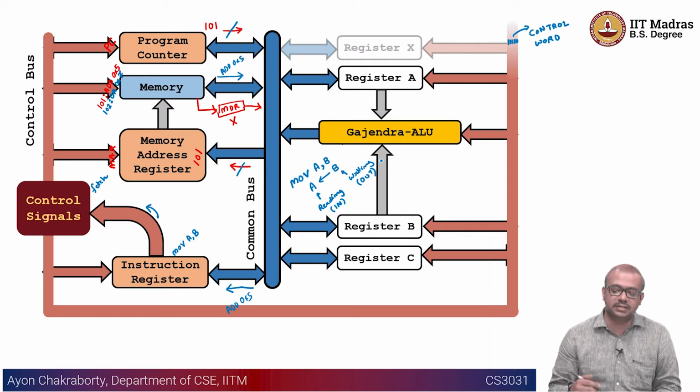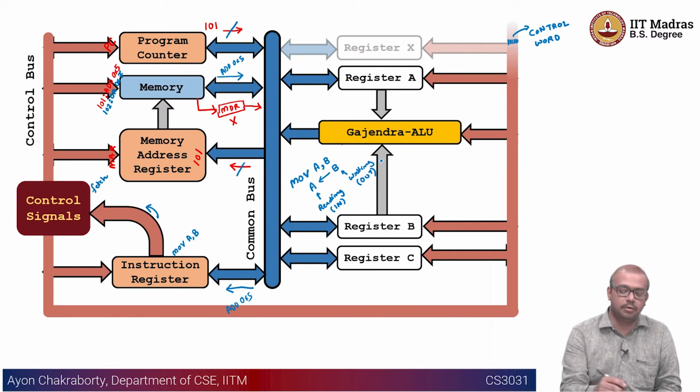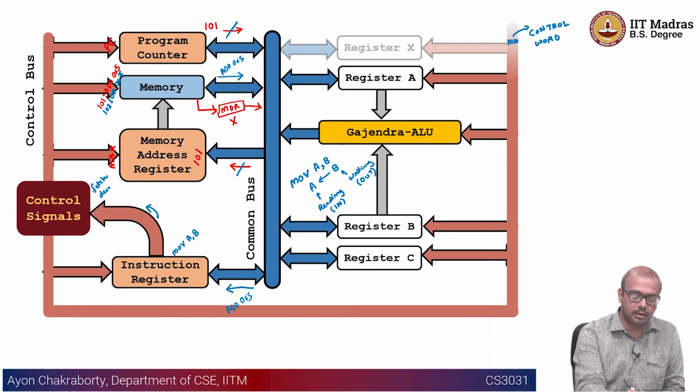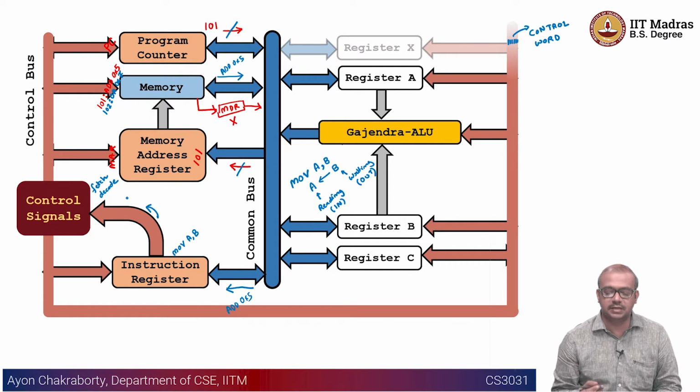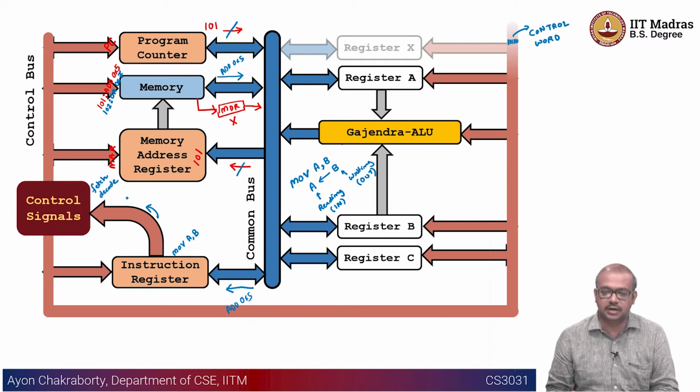So after you fetch this, sometimes you need to also decode, in the sense you need to decode the fact that this is a move instruction and not an add instruction, for example, or not a subtraction instruction, not an or instruction. So this is typically called instruction decoding.